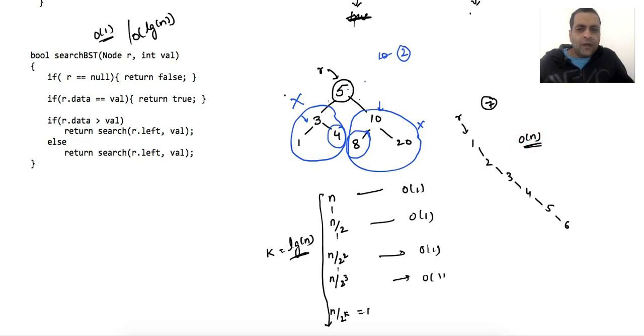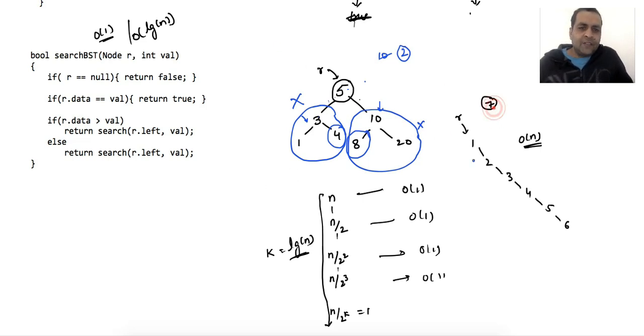So on the order of log n time was when the tree is balanced and the left subtree and right subtree have an equal number of nodes. So we are discarding almost half of the nodes at every step. But here we are not discarding even a single node.